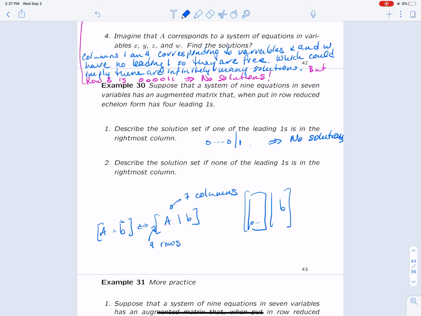And describe the solution set if none of the leading ones is in the rightmost column. That tells me I have infinitely many solutions. Or what? Or 1 solution. Okay, none of the leading ones are in the rightmost column. So I could have rows of zeros with another 0 over there.